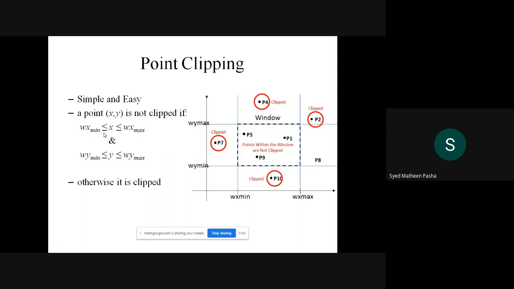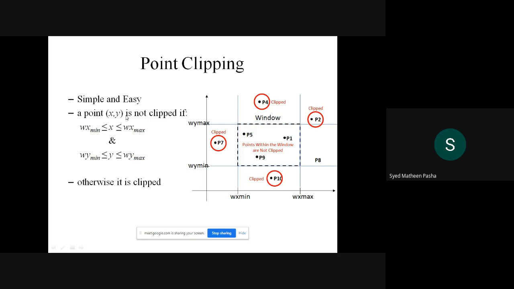Similarly, whatever the minimum coordinate point y min you get, it should be lesser than or equal to y. That is nothing but the y coordinate point. Then the y max point which you get with respect to the y coordinate of that particular window, that point y should be lesser than or equal to that maximum coordinate.